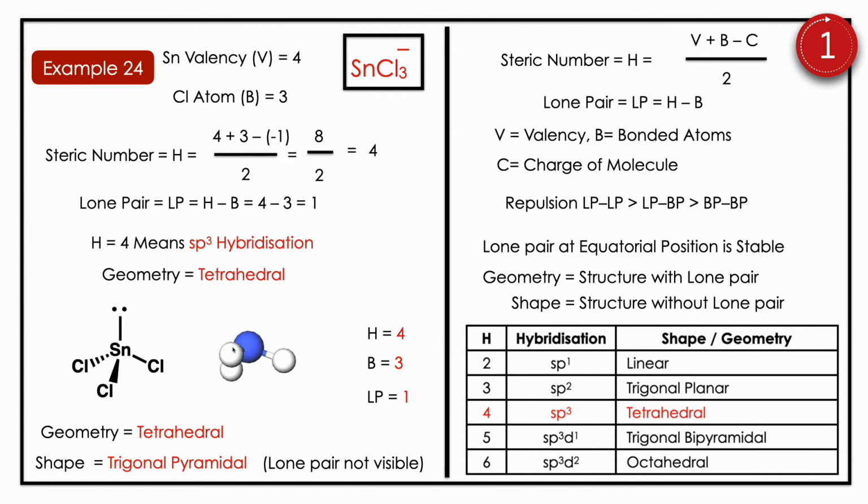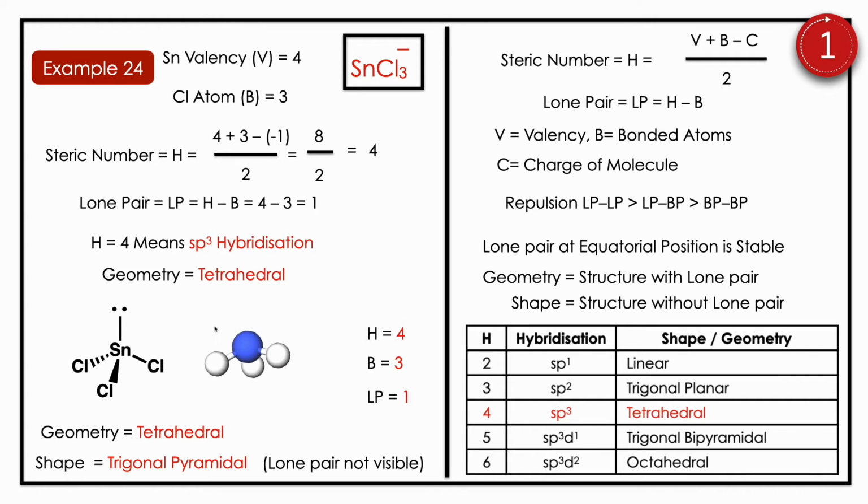Let us look at example 24. SnCl3 minus, tin trichloride. Tin is the central metal atom. Chlorine atoms are 3. So steric number formula H equals 4 plus 3. Here you have the charge, so plus 1 whole divided by 2. So 8 divided by 2 gives 4. So lone pair will be H minus B, which is 4 minus 3 equals 1.